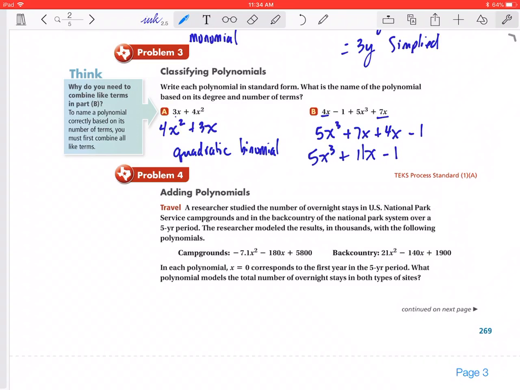And again, just like before, I can't combine any of those terms further because they have different exponents. All right, and we are adding, not multiplying. And this is a cubic trinomial. Okay, that's how we're going to name that trinomial, because there's 3 terms, and it's cubic because our highest term is a cube. And we're going to expect you to memorize these.